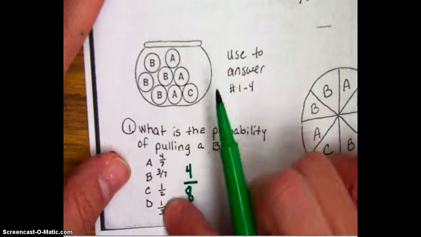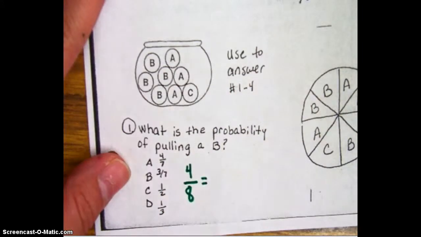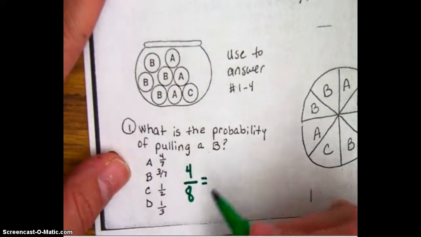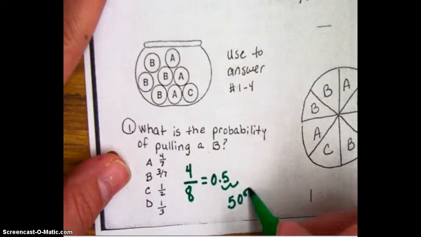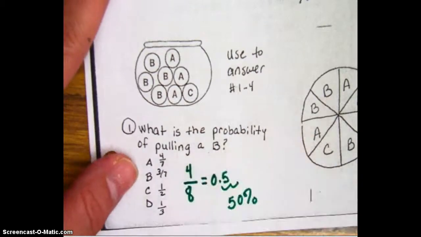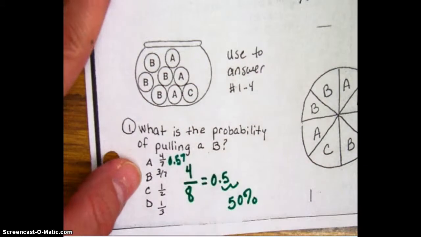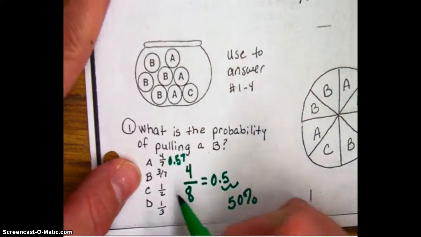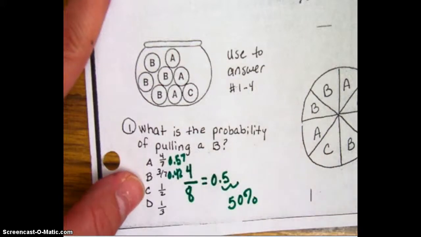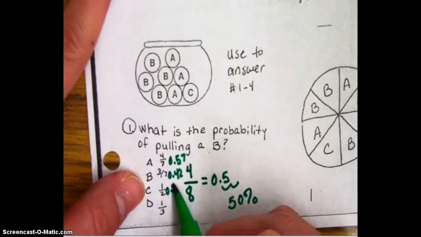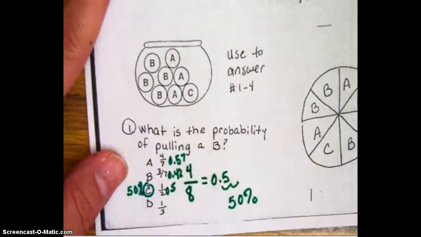But if you notice here, 4 out of 8 is not listed anywhere. So if you convert this to a decimal into a percent, 4 divided by 8 is 0.5, which if you move your decimal 2 places to the right, you end up with 50%. 4 divided by 7 is 0.57, so we know it's not that one. B is 3 divided by 7, which is 0.42, so it's not B. 1 divided by 2 is 0.5, which is the same as 4/8, and that's 50%. So the correct answer for number 1 is C.